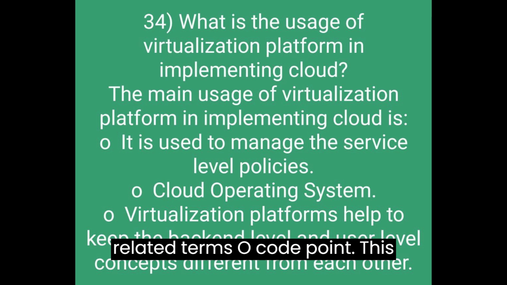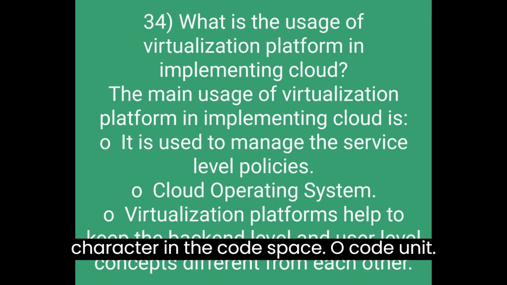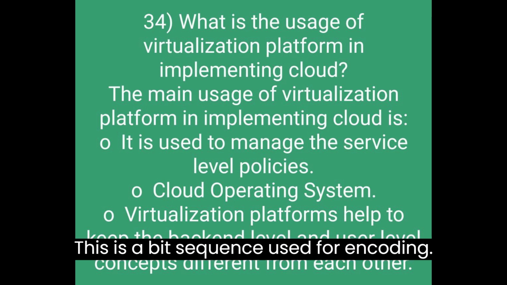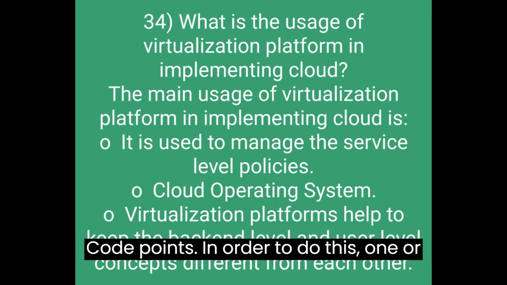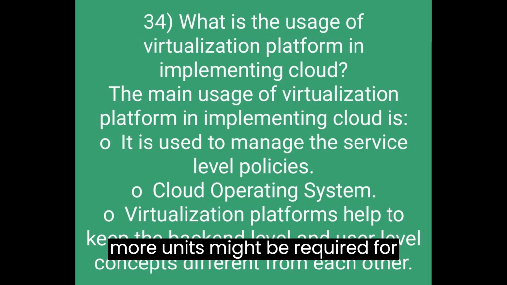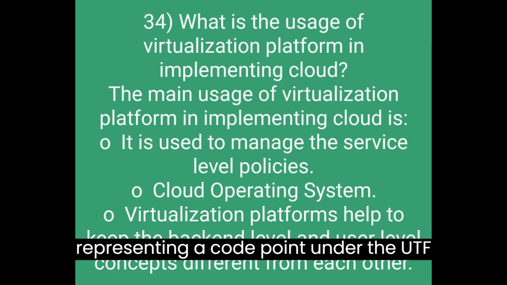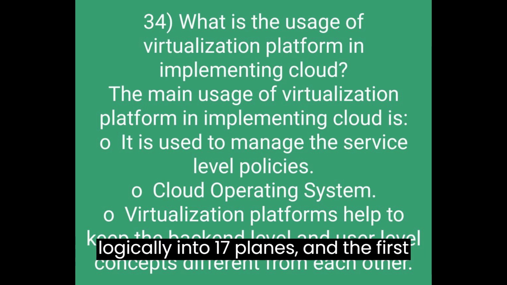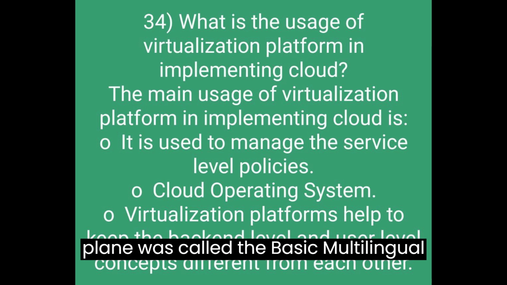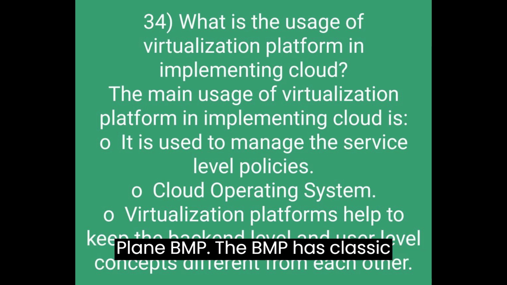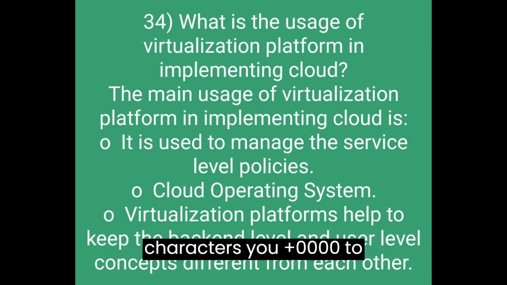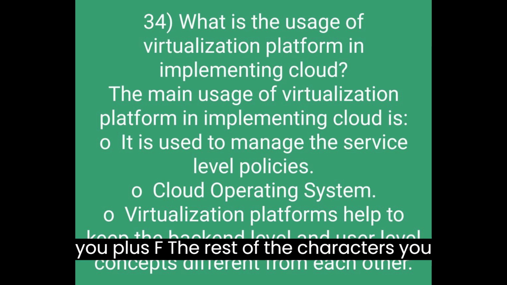Code point: this represents an integer denoting a character in the code space. Code unit: this is a bit sequence used for encoding the code points. In order to do this, one or more units might be required for representing a code point. Under the UTF-16 scheme, the code points were divided logically into 17 planes, and the first plane was called the Basic Multilingual Plane, BMP. The BMP has classic characters U+0000 to U+FFFF.